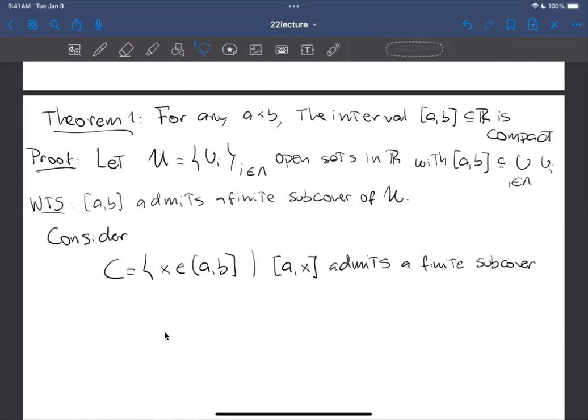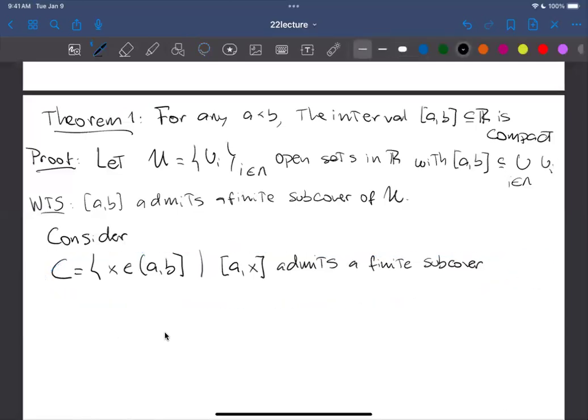Maybe I need more space. It's a finite subcover for this fixed cover here. So what's going on is the following. This cover U is given. We know that AB is inside of the union here. So for any such X, AX will be inside the union. But we want to take only those X's for which we can be sure that we have a finite subcover.